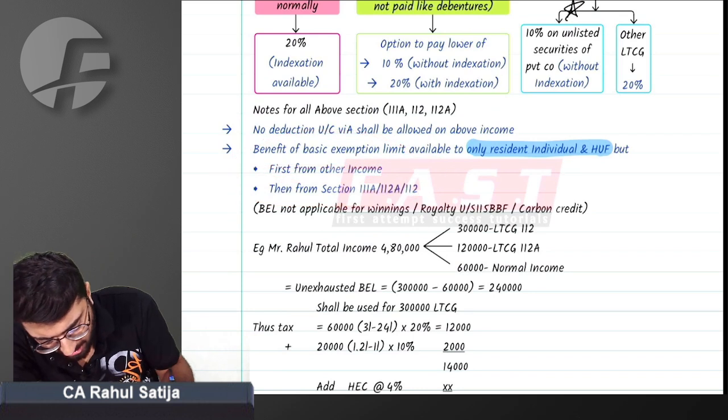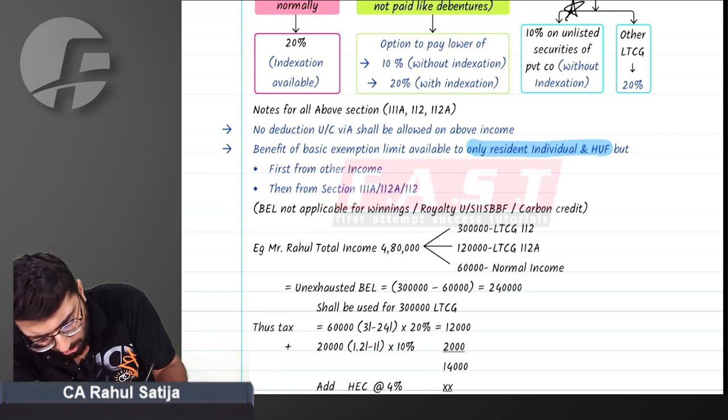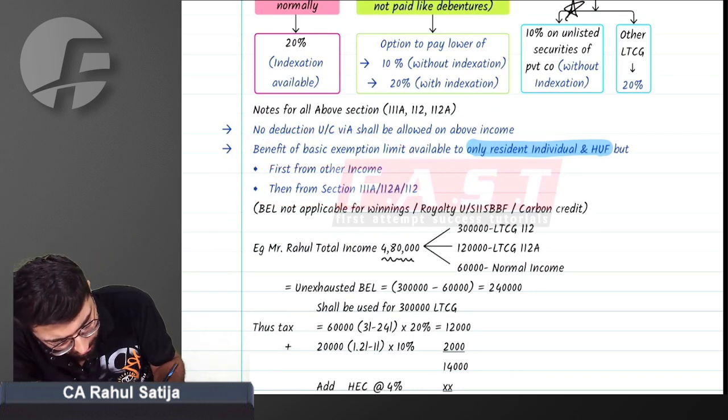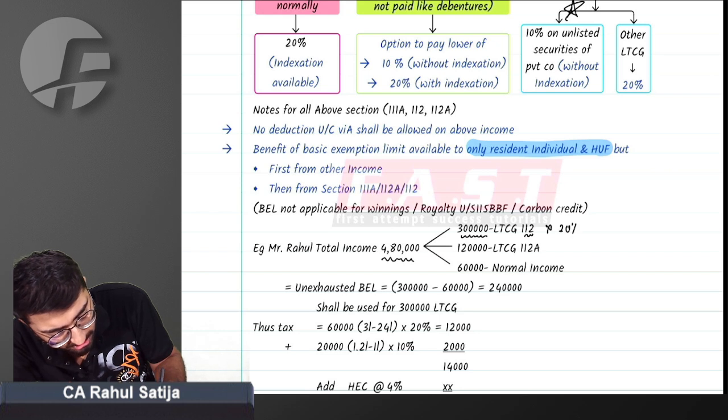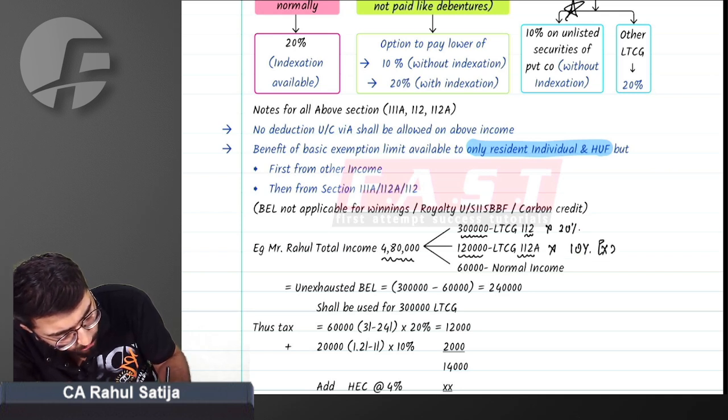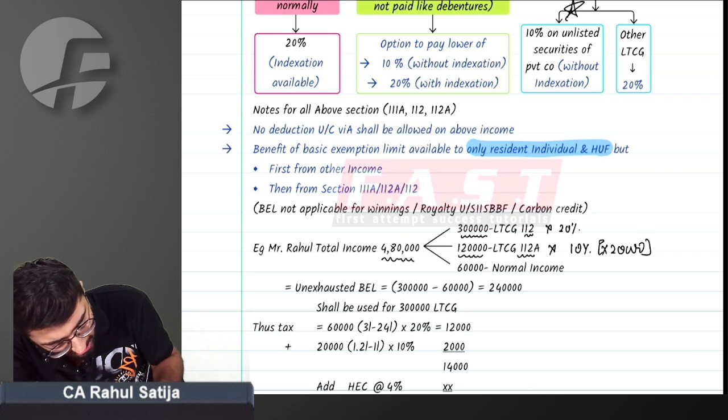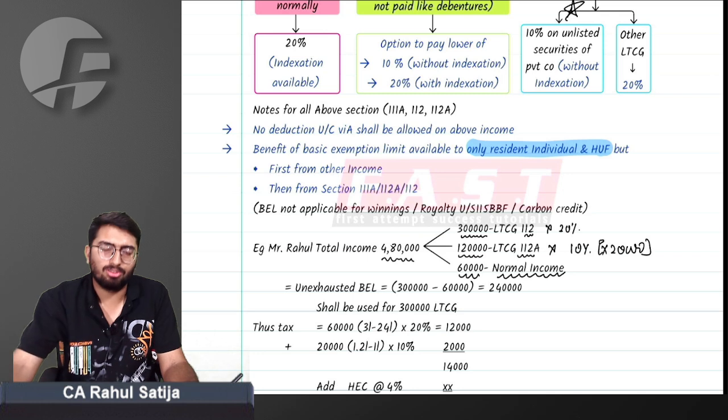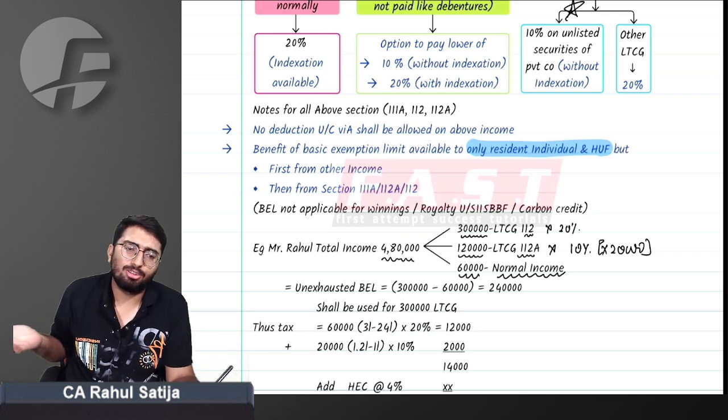Just have an example. Mr. Rahul has an income of 4,80,000 rupees. Out of this 4,80,000, 3 lakh rupees is LTCG under section 112A. Tax rate will be 20% for such income. LTCG under section 112 will be 1,20,000, so the tax rate will be 10% over and above 1 lakh, that is 10% on 20,000 rupees. And normal income is 60,000 rupees. What is the basic exemption limit for Rahul?